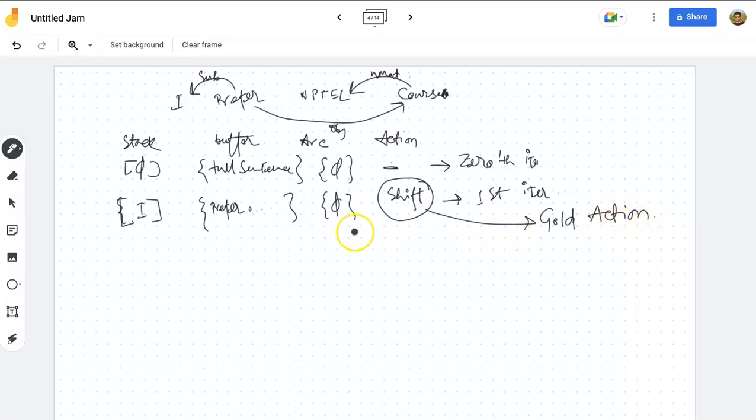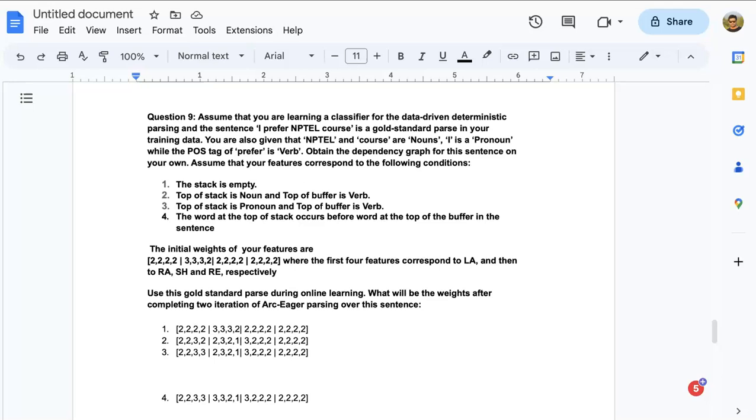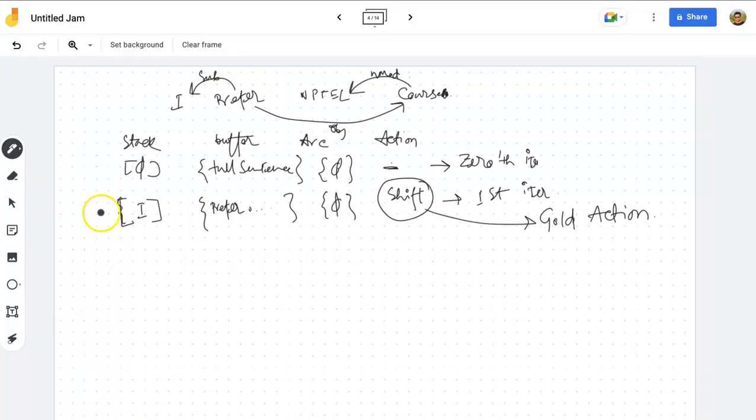Now if we go with the feature formula, what should be your first iteration action? If you see this, there are 4 features. So I'm just writing it here. For each of these actions, left arc, right arc, reduce and shift, there are four features, F1, F2, F3, F4. Let's calculate the features.